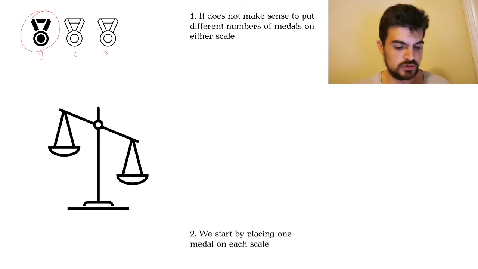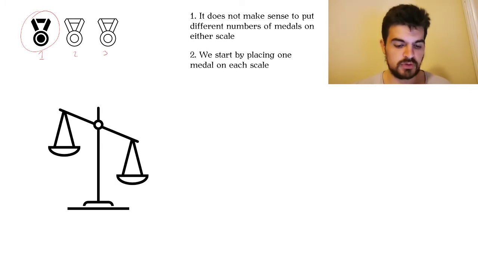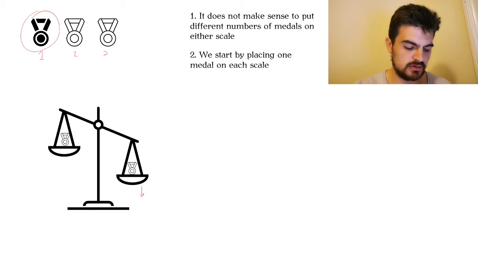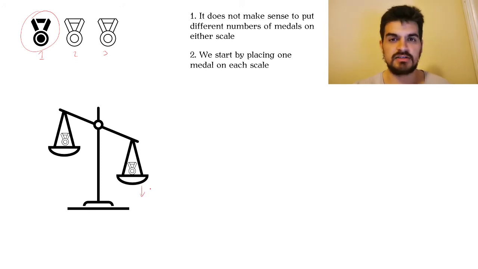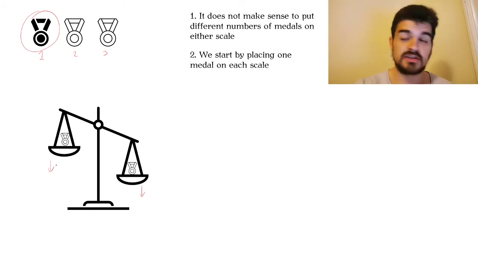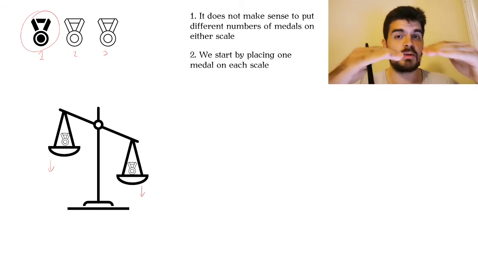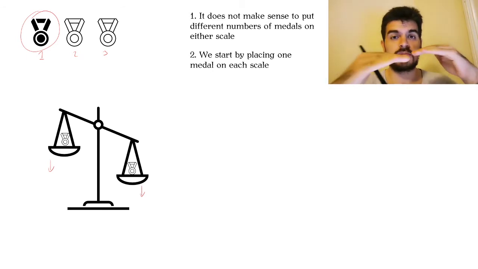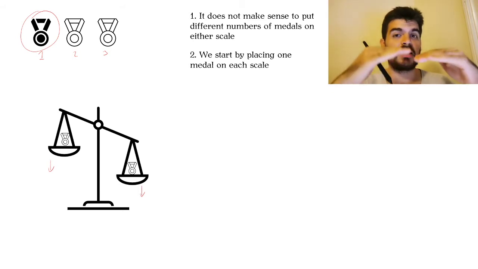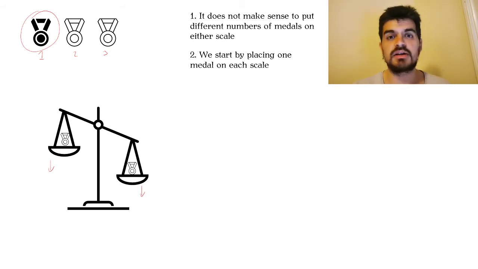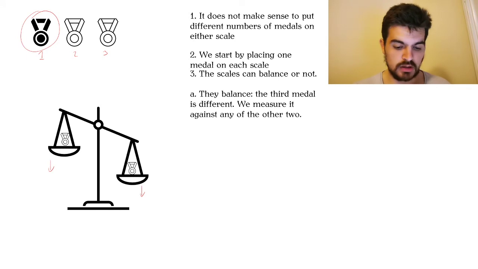So we put 1 medal on either scale, right? Let's put them there. They are here now. And now what can happen is, if this one's heavier, then this scale goes down. If this one's heavier, this scale goes down, right? If they are the same weight, they will balance. They will be at the same height, right? This is exactly what was happening in the previous problem. The scales can balance or not, right?